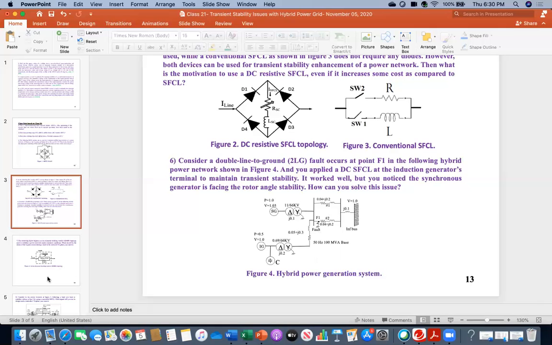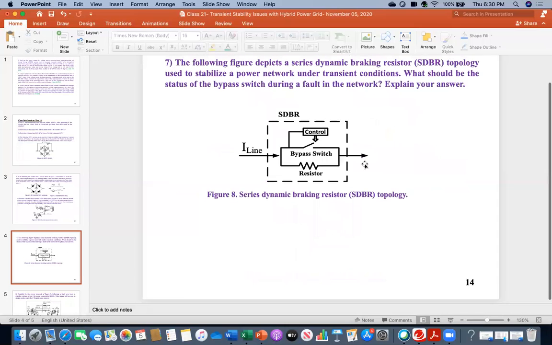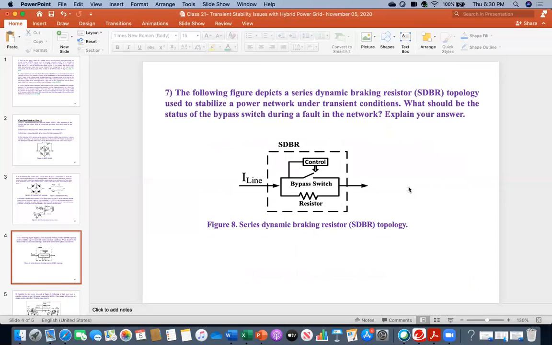Okay, so then move forward. The following figure depicts a series dynamic braking resistor (SDBR) topology used to stabilize a power network under transient condition. What should be the status of the bypass switch during a fault in the network? Explain your answer. So this means the bypass switch is a switch. Whatever it is, conventional switch or GTO switch or IGBT based switch, it's a switch. It opens and it closes. And there is a controller.